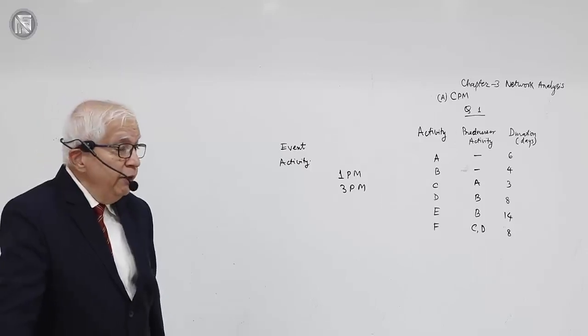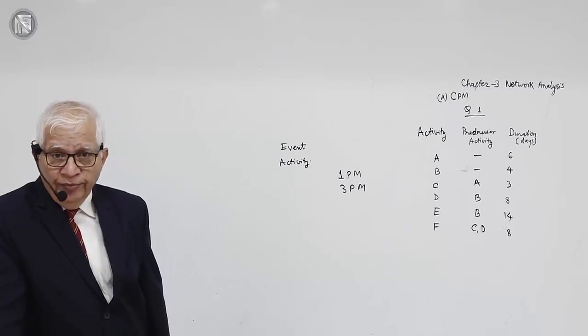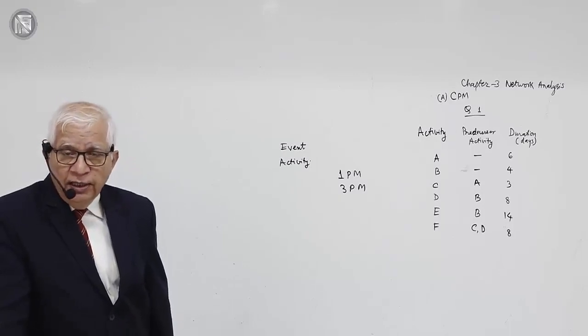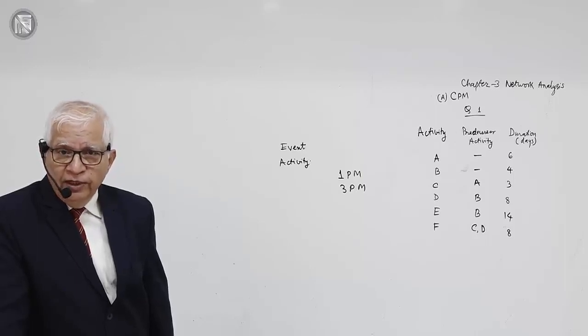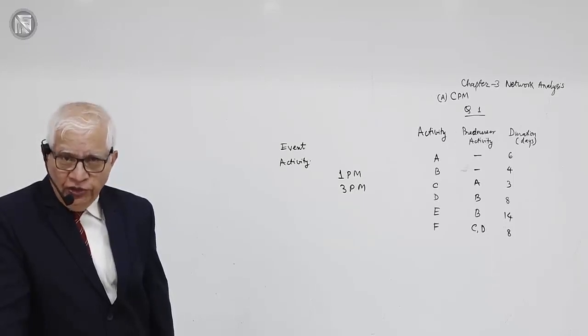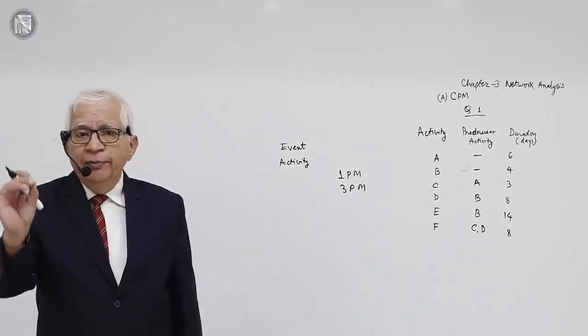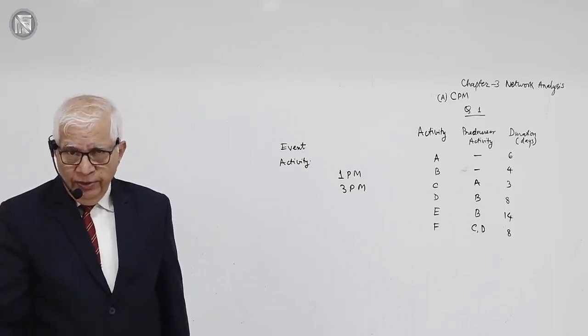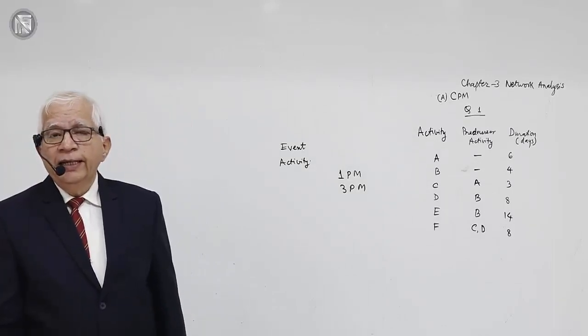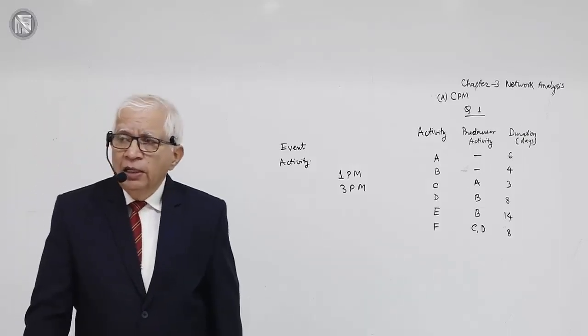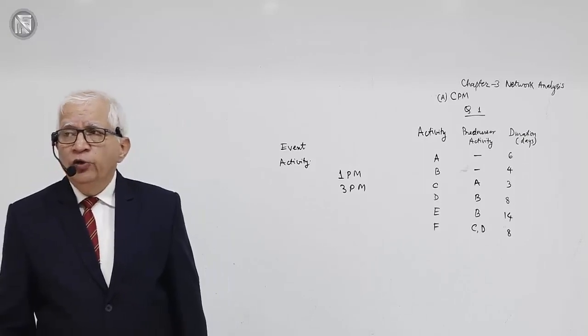What is an event? An event is a point in time. In a day's clock, it is the clock time or the time shown on your wristwatch. For example, 12 noon, 1 p.m., 3 p.m., 11 p.m. These are all times on the watch. So this is an event. It's nothing but a particular moment in time.